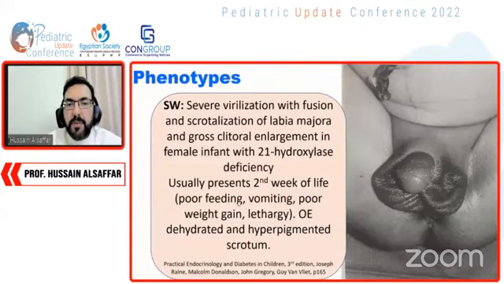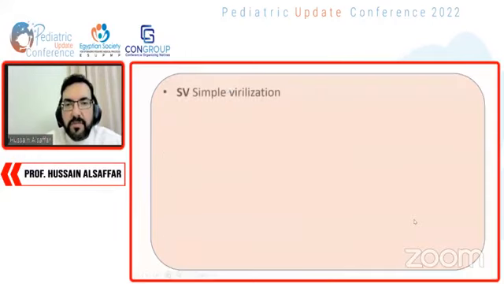So if there is hyperpigmentation of the genitalia, the thinking should be about CAH, especially if there is consanguinity in the history, because this is an autosomal recessive condition.